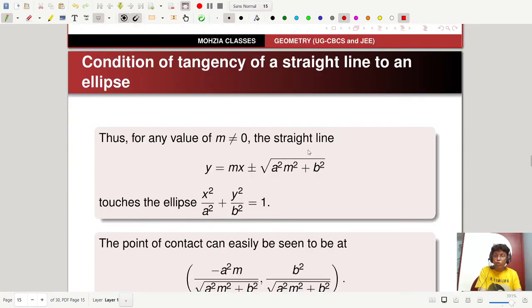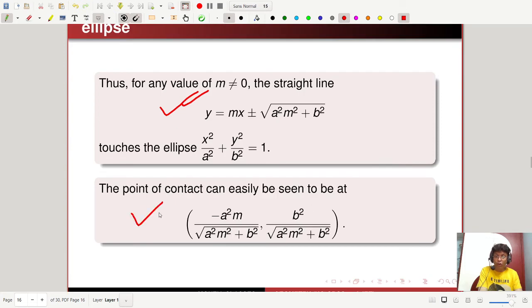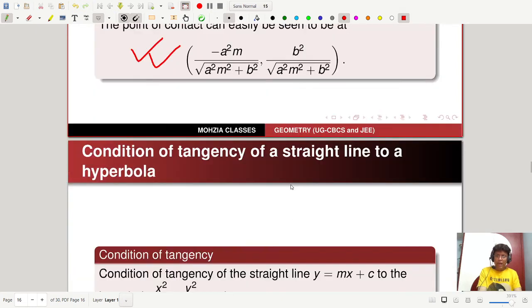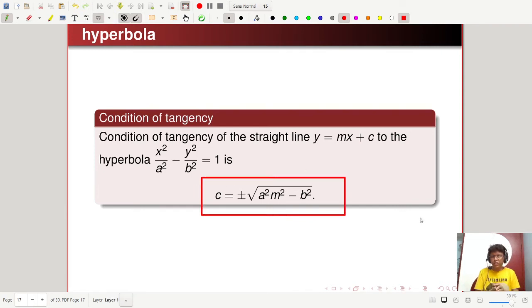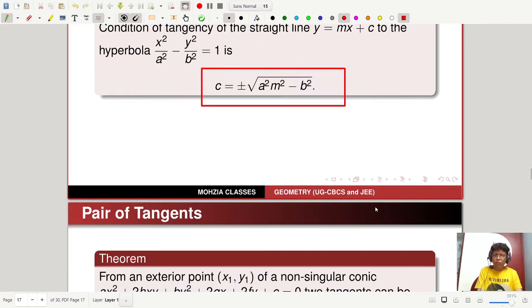Let me give you the slope form of the tangent for the ellipse also. This is the slope form of the tangent for the ellipse, and you can get the point of contact in this case also. This is the point of contact. And for the hyperbola, there will be one minus if you do the same calculation. So this is the condition of tangency for a hyperbola. So these are all the conditions of tangency for the circle, parabola, ellipse and hyperbola, and also their slope forms and the points of contact that might be needed somewhere.